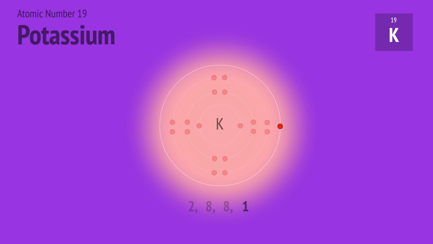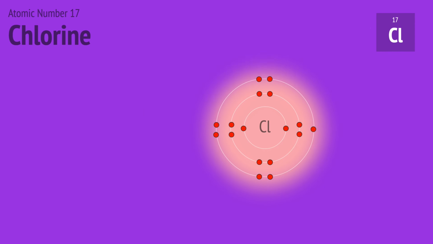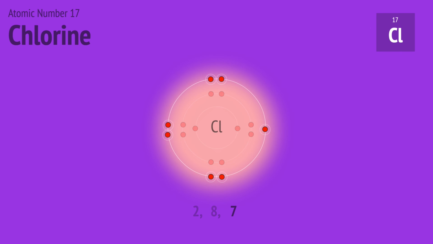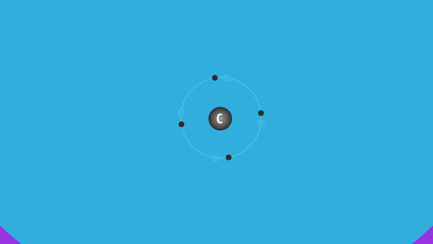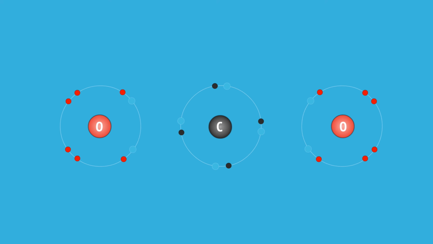Potassium has 1 valence electron in the fourth shell, chlorine has 7 valence electrons in the third shell, and carbon has 4 valence electrons in the second shell. It's these outermost electrons that are involved in the bonding with other atoms.